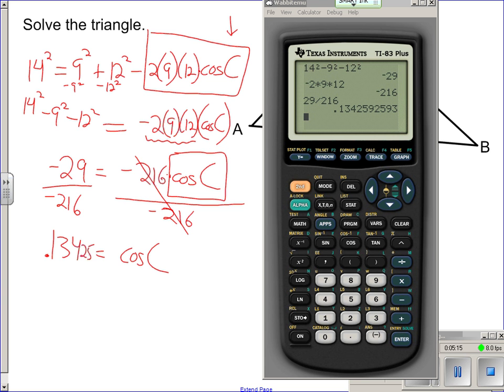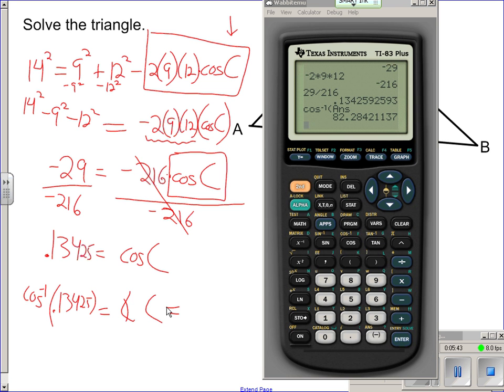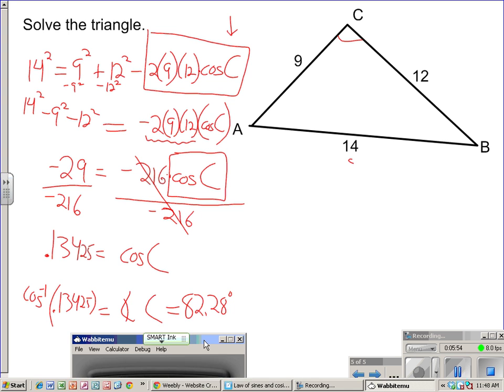Now that we got the cosine of angle C equal to a number, to solve for angle C, we're going to do the inverse cosine of this number that we just got. And so we go to second cosine, that is the inverse, and I'm just going to use the last answer. There's angle C. So angle C equals, and we'll go to the hundredths place, 82.28 degrees. Okay, now that's dealing with law of cosines.